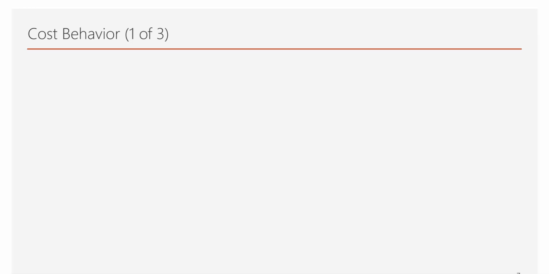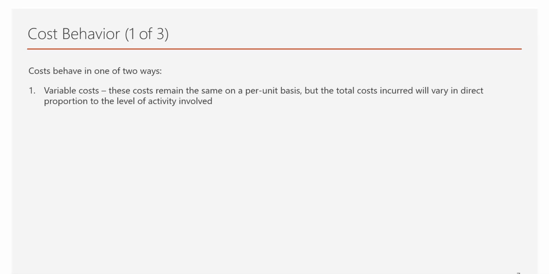Two main types of cost behavior we're going to see. The first one is variable costs. Variable costs remain the same on a per unit basis, but the total costs incurred will vary in direct proportion to the level of activity.